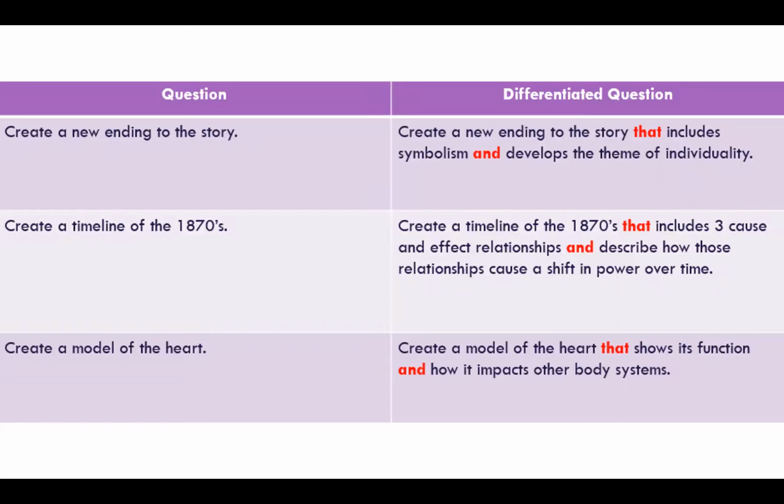Create a timeline. That's pretty standard in a social studies classroom. And we know that high ability students don't need that regurgitation and how to do those kinds of simpler tasks. So I'll have them create a timeline that includes three cause and effect relationships and how they cause a shift in power over time. Add that abstract thinking to that.